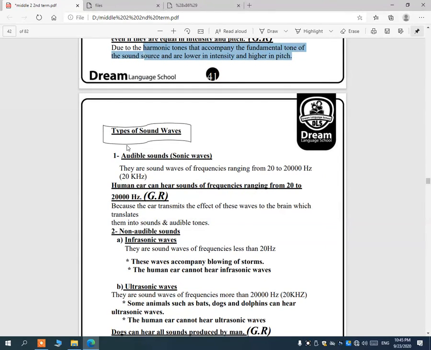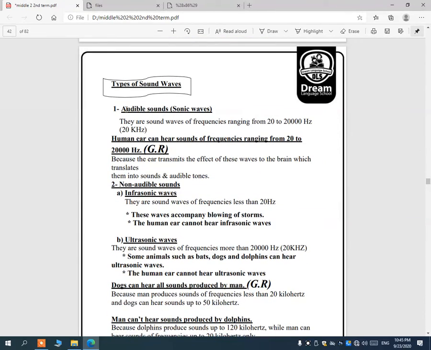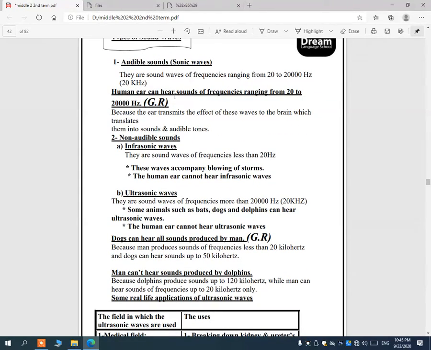Types of sound waves. We have three types of sound waves. Number one, audible sound or sonic waves, and their frequencies range between 20 hertz and 20 kilohertz, and humans can hear these sounds. So here we have a give reason. The human ear can hear sounds of frequencies ranging from 20 to 20,000 hertz, or 20 kilohertz, because the ear transmits the effect of this sound to the brain. Then the brain makes the ear hear them.